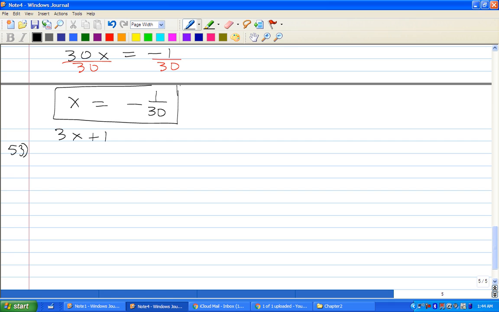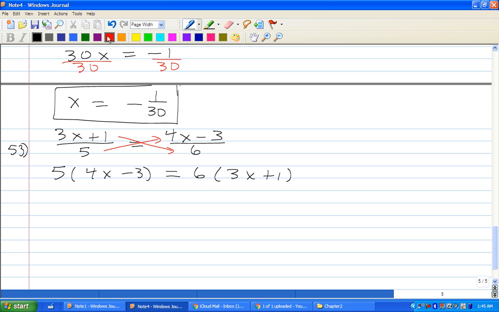3x plus 1 over 5 is equal to 4x minus 3 over 6. So again, let me cross multiply. 5 times the quantity 4x minus 3 is equal to 6 times the quantity 3x plus 1. Let me multiply the 5 inside the parentheses, 6 inside the parentheses. So I get 20x minus 15 is equal to 18x plus 6.